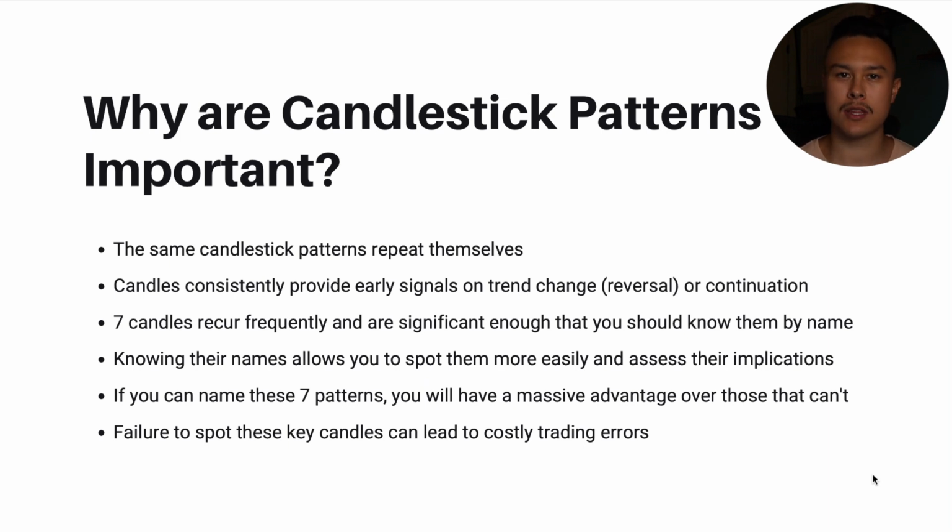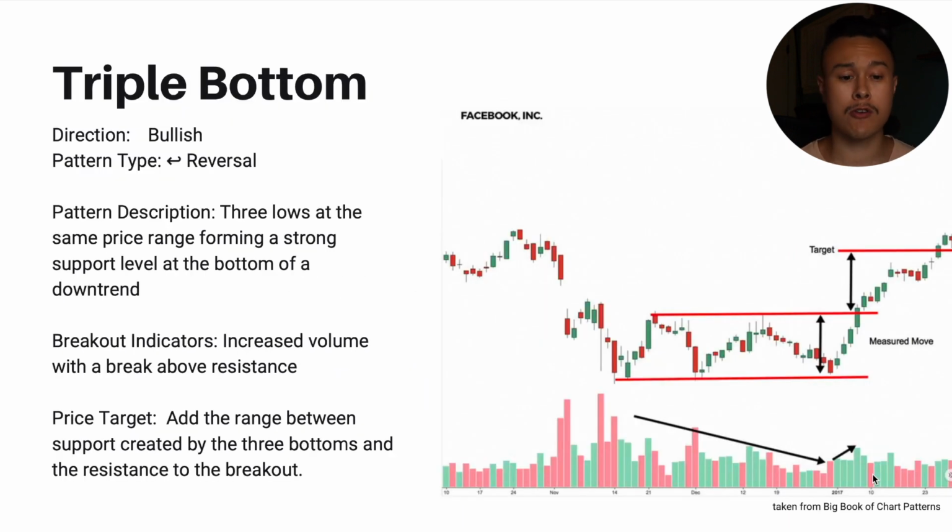So the most important thing is to recognize these chart patterns as they're forming, be able to create your lines to show you exactly what these chart patterns are, and then predict where the price will move based on these chart patterns. So the first one we're going to go over is called a triple bottom. This is bullish and it shows a sign of reversal.